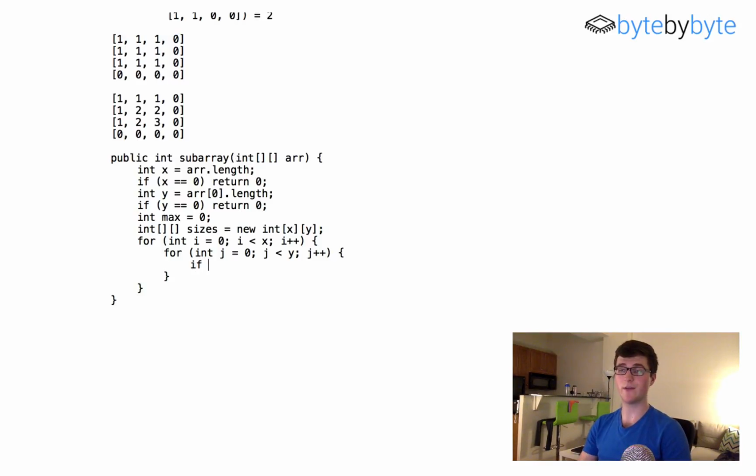So I'm going to start by just doing if I equals 0 or j equals 0. Then all we need to do is say that sizes[i][j] is equal to r[i][j]. Right? So that should be fairly simple.